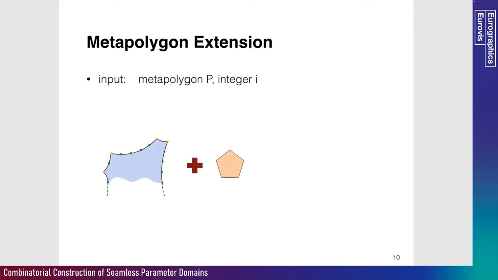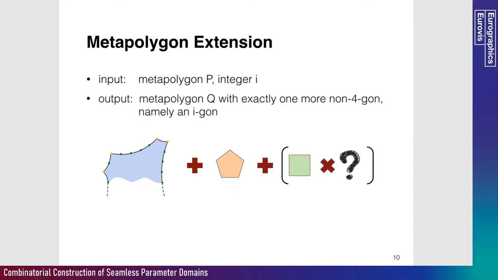So let's see how we glue a polygon to a metapolygon while preserving the metapolygon invariant. Glue an i-gon to a metapolygon, it might create concave vertices on the boundary. Then we have to fill up such vertices by 4-gons to keep the output a metapolygon. 4-gons are special in the sense that they do not induce additional cones. Hence, we can add arbitrarily many without issues. Depending on the value of i and where the i-gon is glued, the metapolygon extension has the following situations.